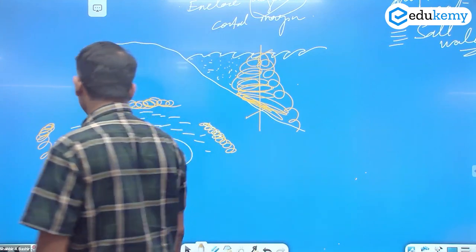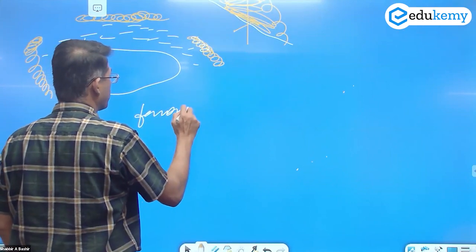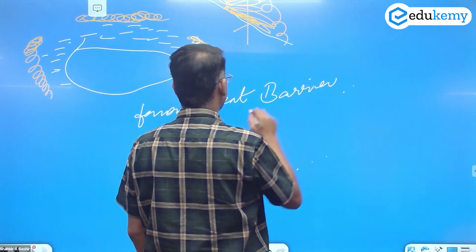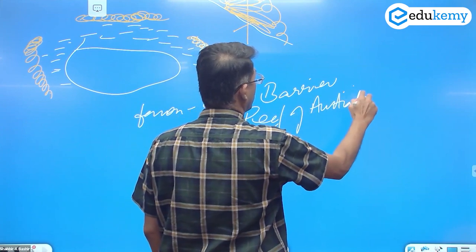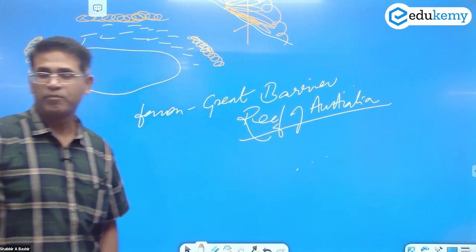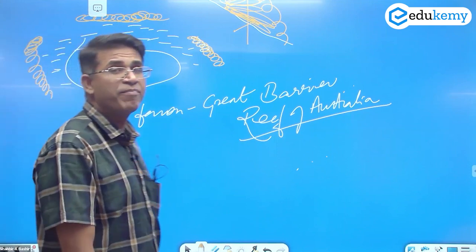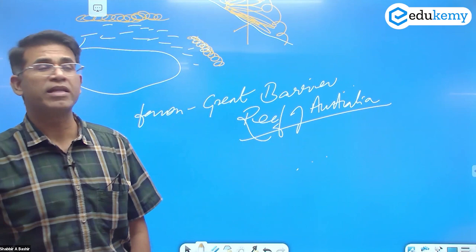The most famous is the Great Barrier Reef of Australia. ये बहुत न्यूज में है because it has suffered massive coral destruction. Almost 90% of the corals have been impacted, some of them almost irreversibly. ये काफी न्यूज में रहता है ग्रेट बैरियर रीफ.